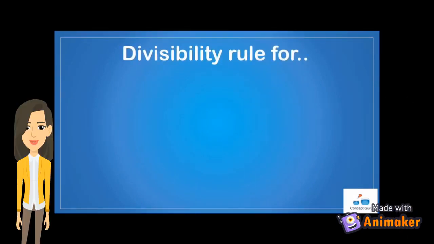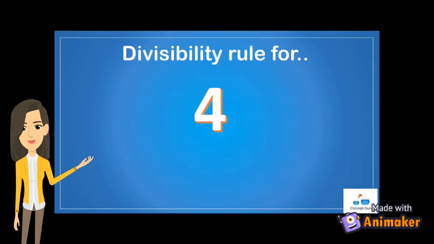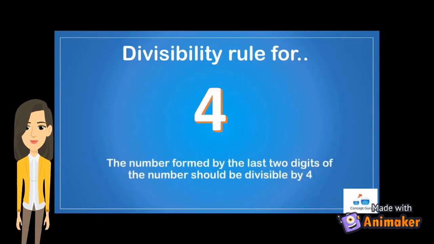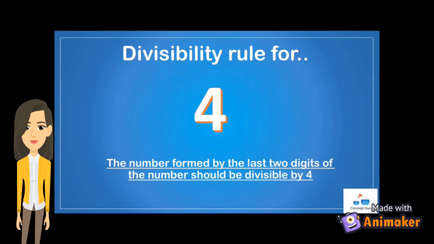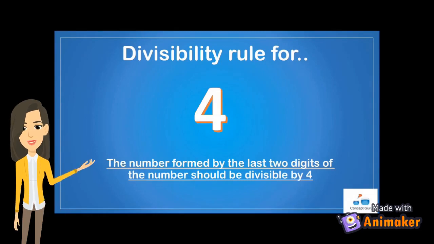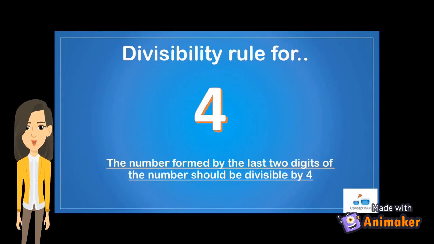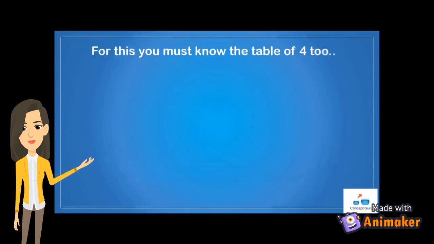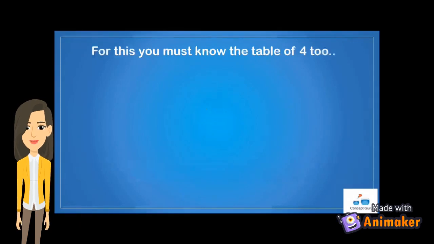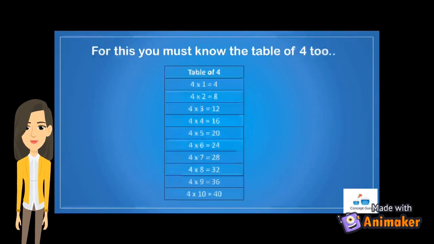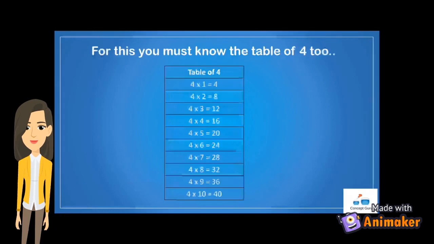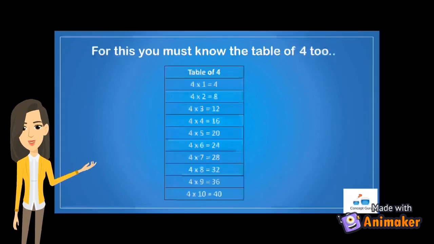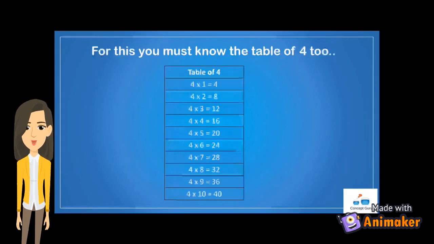Now let's move on to the divisibility rule for 4. Here it goes. The number formed by the last 2 digits of the number should be divisible by 4. Remember the last 2 digits. But for this, you have to know the table of 4. This is the table of 4, which says 4 into 1 is 4, 4 into 2 is 8, and thereon till 4 into 10 being 40.